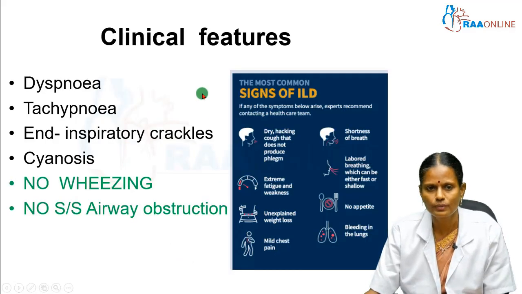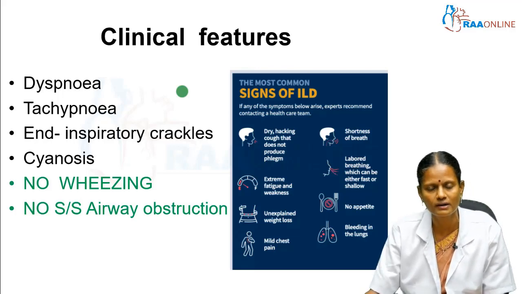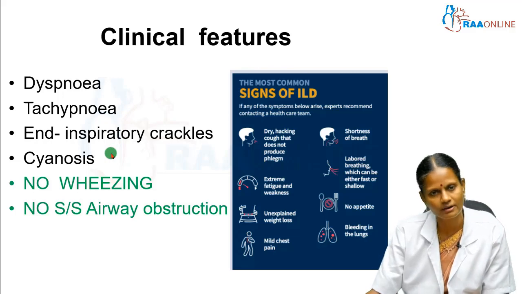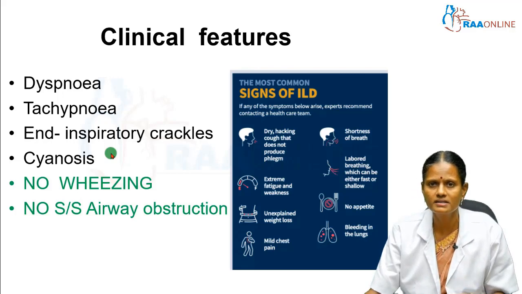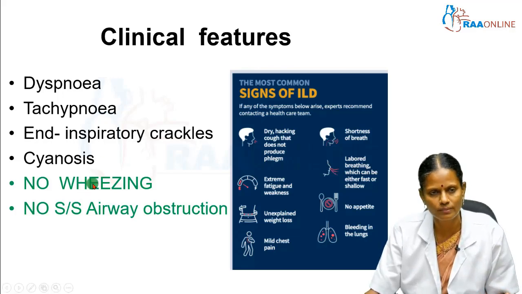So clinical features: we have dyspnea or shortness of breath. The patient may be tachypneic, and on auscultation of the lung we look for end inspiratory crackles, which are very specific for interstitial or restrictive lung disease. In later stages we can have cyanosis leading on to pulmonary hypertension and cor pulmonale. And unlike the chronic obstructive pulmonary diseases which we saw in the previous session, there is no airway obstruction and there is no wheezing. This point is to be noted.